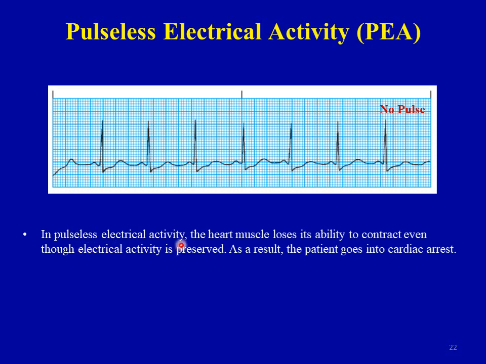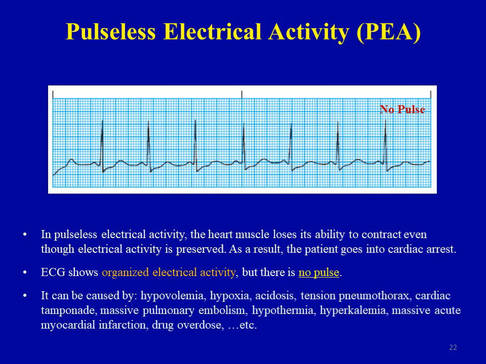In pulseless electrical activity, the heart muscle loses its ability to contract even though electrical activity is preserved and generates a normal ECG. As a result, the patient goes into cardiac arrest, because if there is no contraction, there is no cardiac output and we lose the blood flow to the vital organs. The ECG shows organized electrical activity, but there is no pulse. It can be caused by hypovolemia, hypoxia, acidosis, tension pneumothorax, cardiac tamponade, massive pulmonary embolism, hypothermia, hyperkalemia, massive acute myocardial infarction, drug overdose or intoxication, etc.